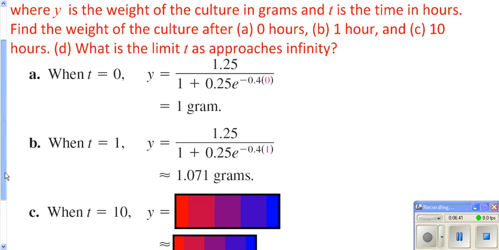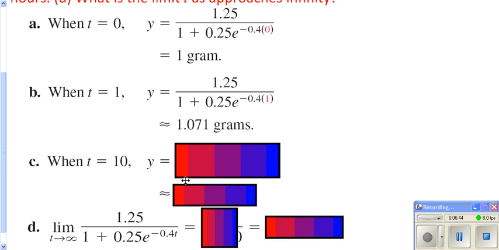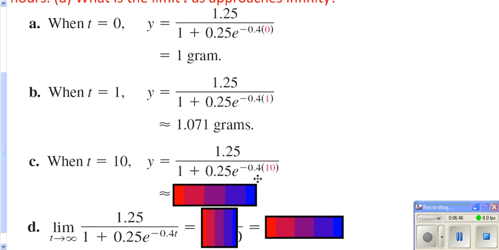Well, part C, you're going to do the same thing, but not plug in 0 or 1, but plug in 10 because part C is for 10 hours. And you get approximately 1.244 grams.